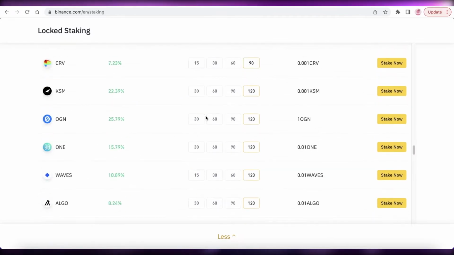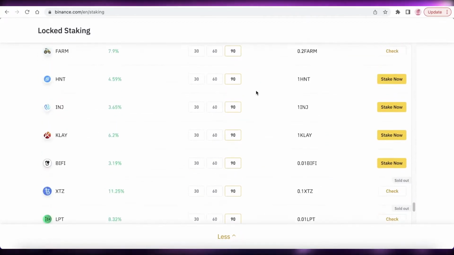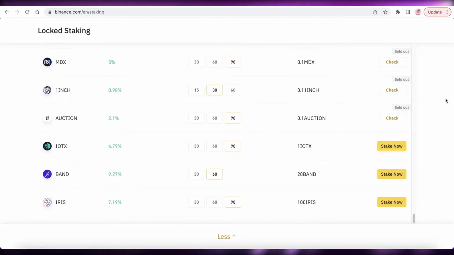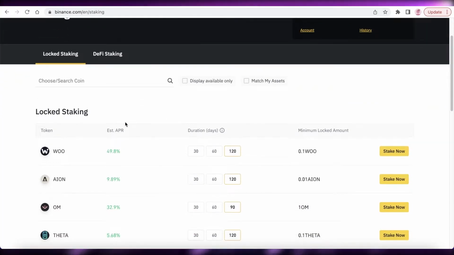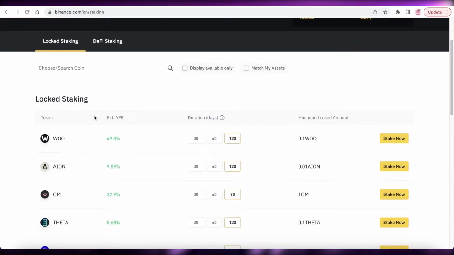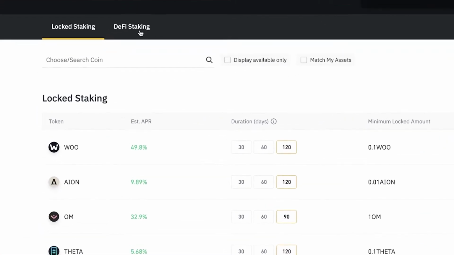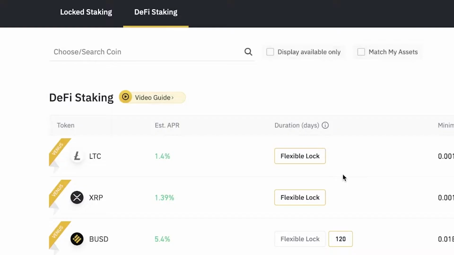And it is not as long-term as Ethereum staking, which could be a lot more helpful for people that are just starting out. So if you are looking to stake your Ethereum, but it feels like it's going to be too long term, you can always change Ethereum or swap Ethereum for another token and stake that token in locked staking. Then you also have DeFi staking.